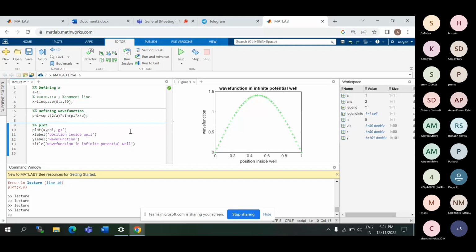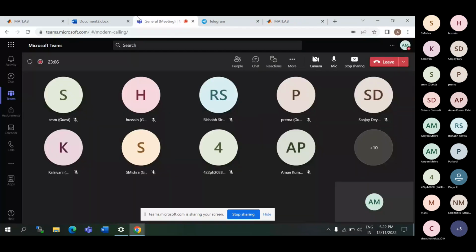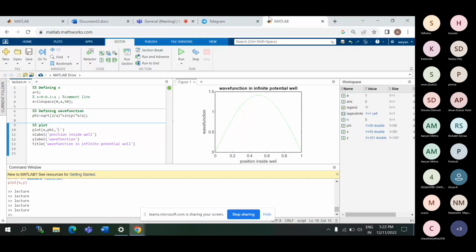Now you again run. Let's see how your graph comes. You see, it's now a dotted graph. Everyone is able to see the dotted graph? Yes, sir. You all can see, right? Yes, yes. All of you can see the graph, right? Or not? Yes, sir. Great.